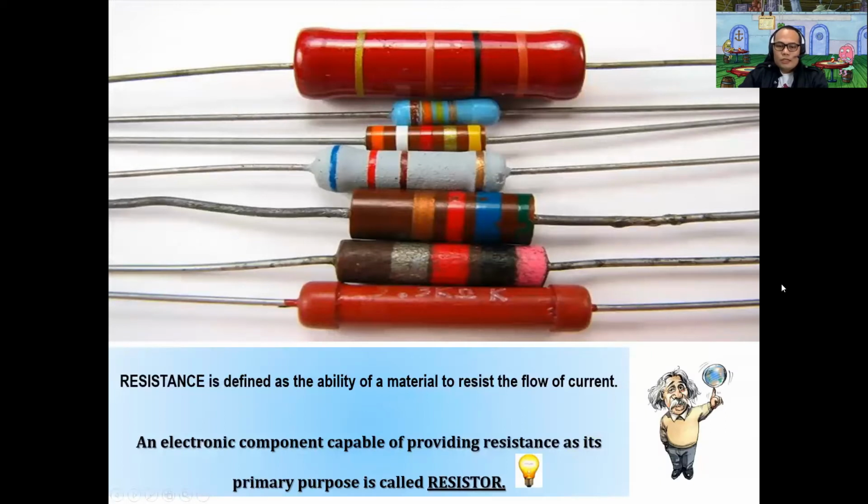Okay, so resistance is defined as the ability of a material to resist the flow of current. An electronic component capable of providing resistance as its primary purpose is called a resistor. So as you can see in the pictures here, these are not hot dogs. Okay, these are resistors.